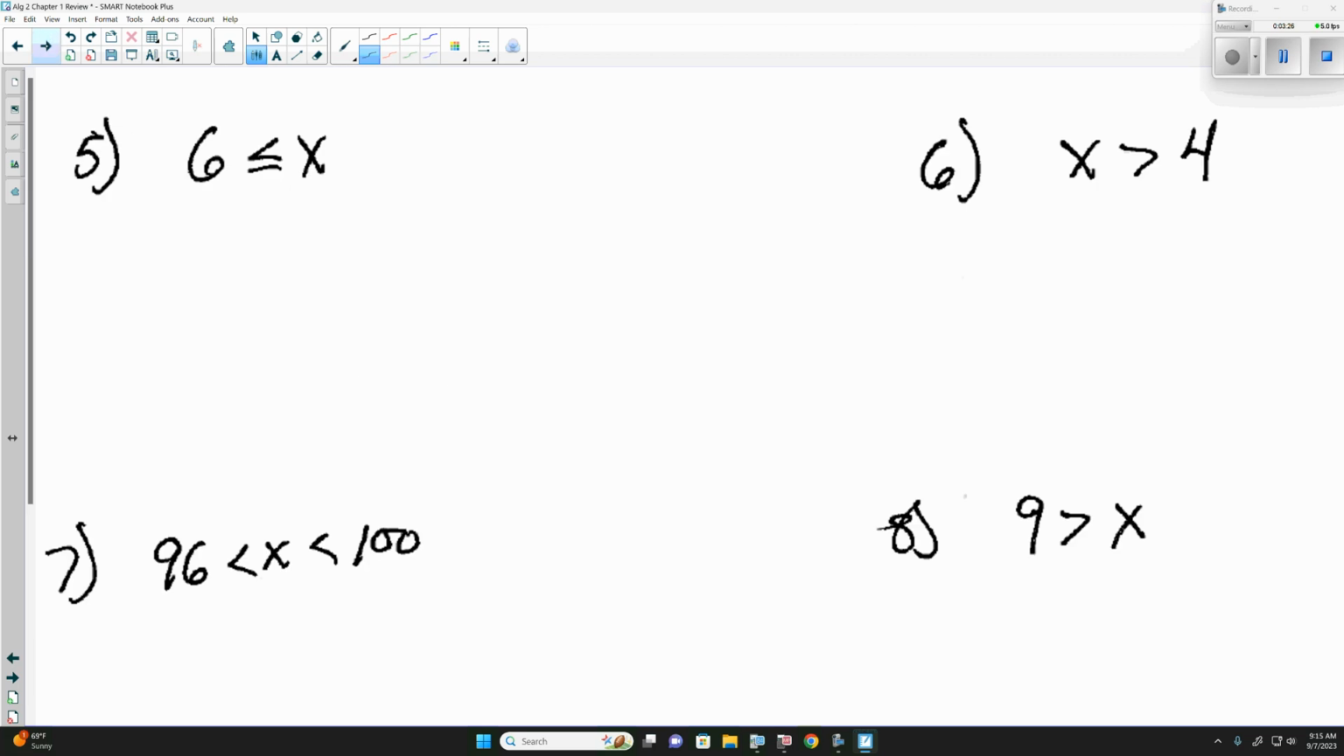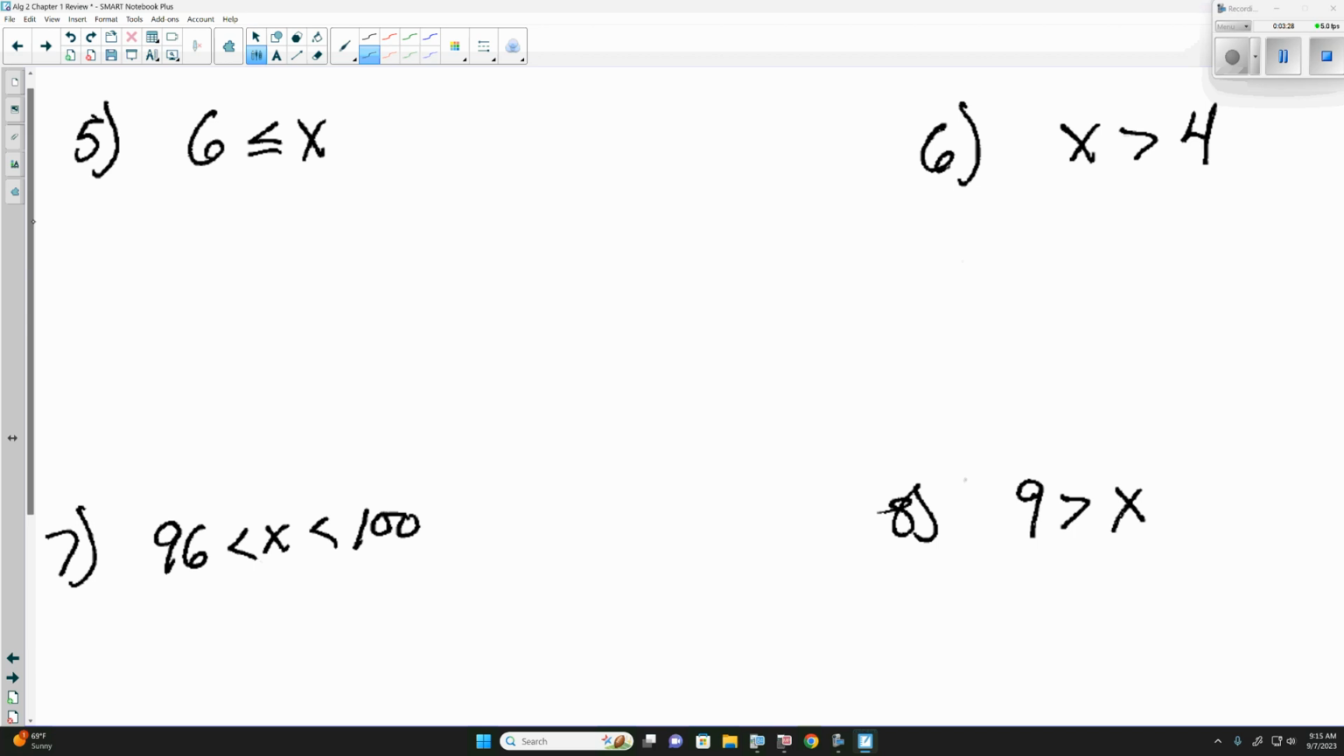Questions on 5 through 8? Any questions on 5 through 8? 5. So 5, again, it is flipped, but we're saying which one's bigger, 6 or x? X, because this is the same as saying x is greater than or equal to 6.